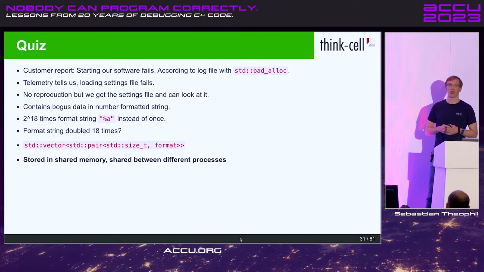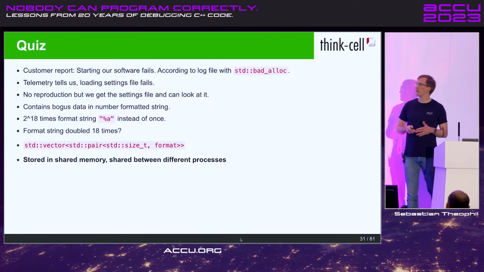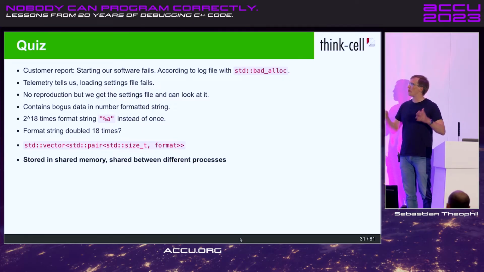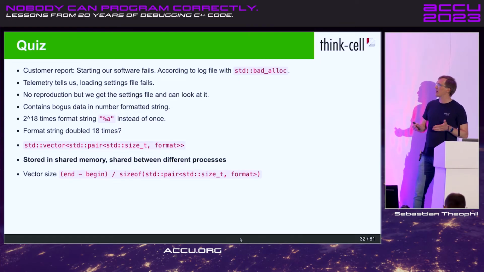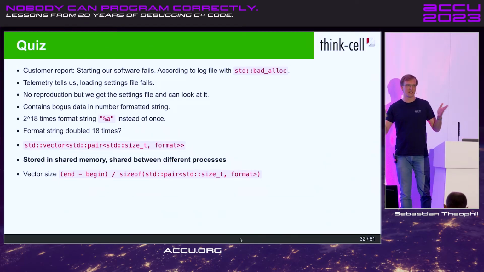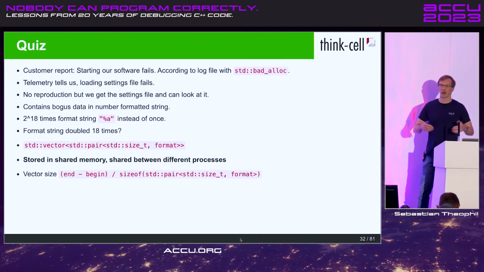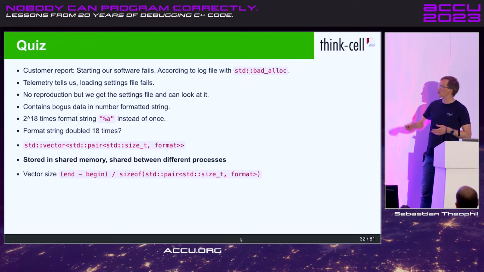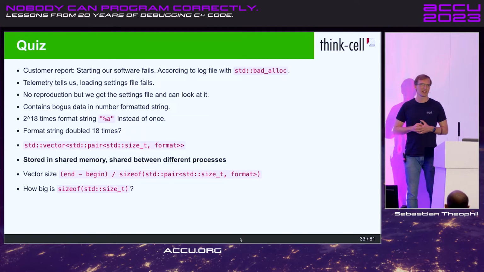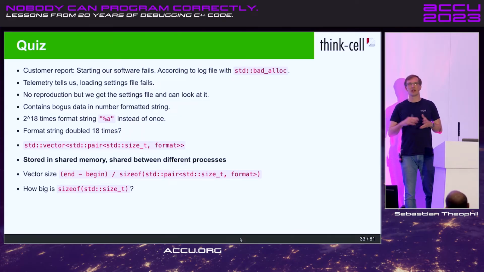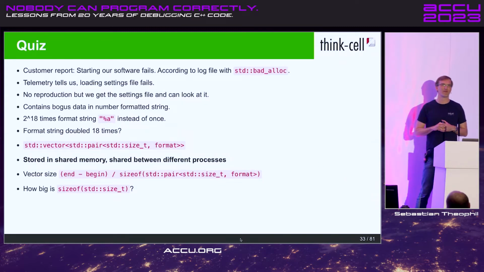Well, neither could we. We had to dig a little bit deeper. So something went wrong, maybe with the size of that data structure. Apparently somebody thought it was getting bigger and bigger and bigger. So what's the size of that vector? That's the size in bytes divided by the size of each vector element. And the size of each vector element also contains the size of size t. Now, any ideas? What could the problem be?